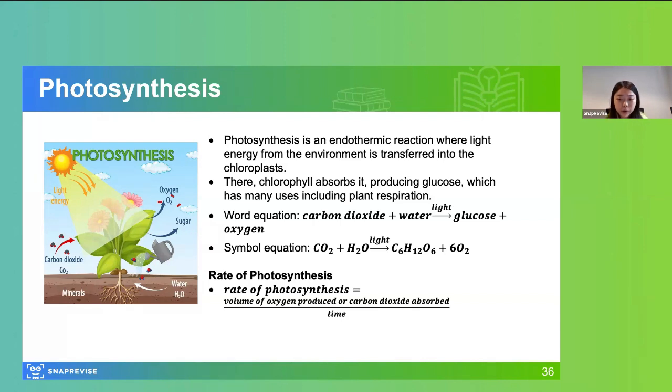The word equation and the symbol equation, I think you guys do need to know. So just a reminder, the word equation for photosynthesis is carbon dioxide plus water, through light. That's important. Remember to write the arrow and then light on top. Gives you glucose and oxygen. The symbol equation is actually incorrect.